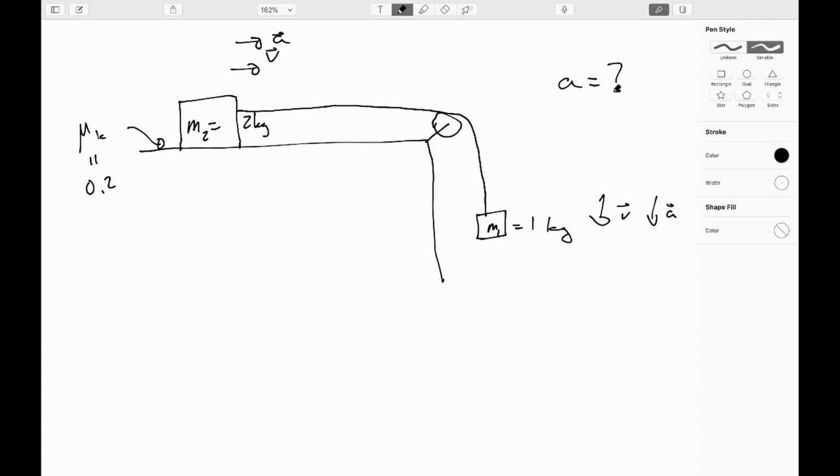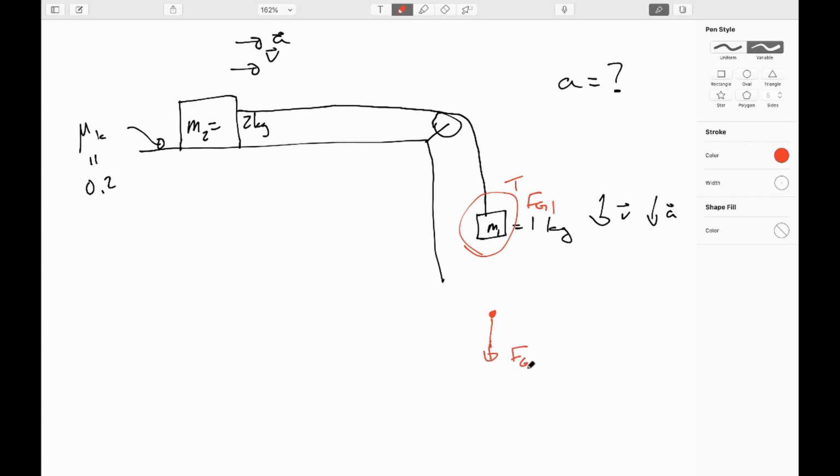So we can tackle this in the spirit of Atwood, but we're going to have to keep in mind now that M2 is also going to have a force of kinetic friction acting on it, so that means we're going to have to work a little harder. So let's start with the easier object. We'll look at this guy right here. The contact force acting on it is tension, and then there's also a force of gravity, Fg1. So we can go ahead and write Newton's second law of motion for it.